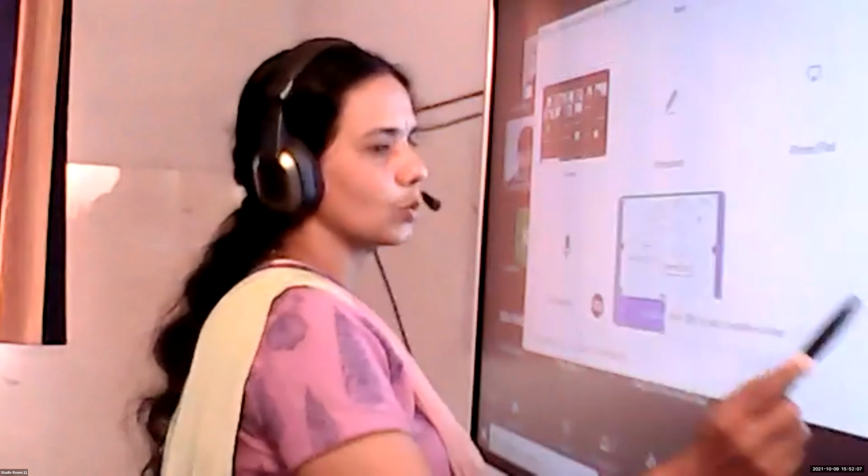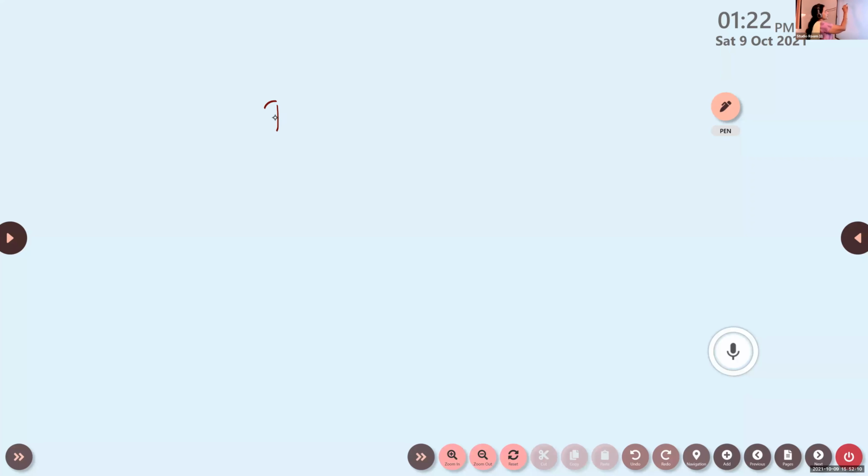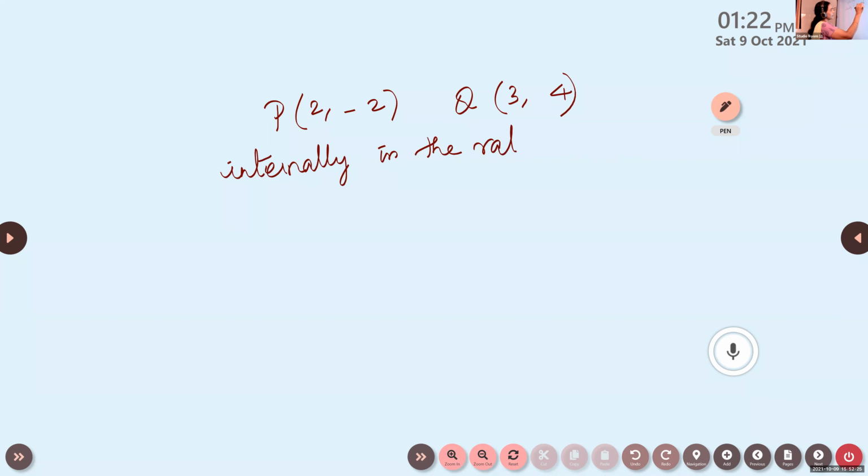P(2, -2) and Q(3, 4) internally in the ratio 2:3. Find the coordinates of the point which divides the line joining the points P(2, -2) and Q(3, 4) internally in the ratio 2:3.